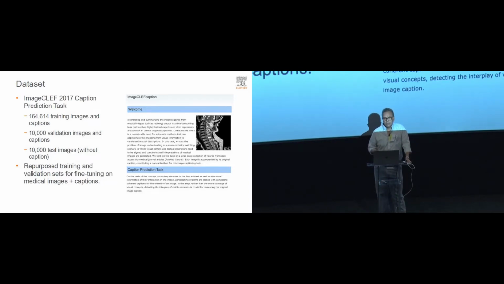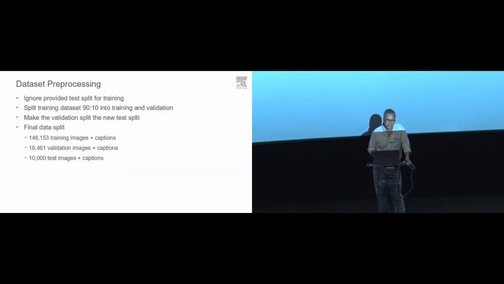We didn't care about prediction because we didn't want to predict captions, so we basically repurposed the first 2 splits, and we used it for fine-tuning our medical images and captions. Essentially, we ignored the provided test split, split the training data set 90-10, and this is the splits we end up with.